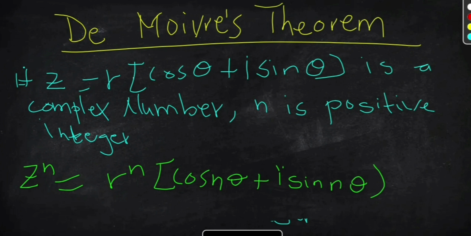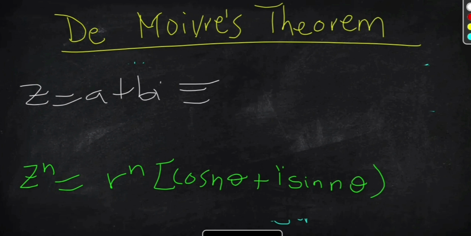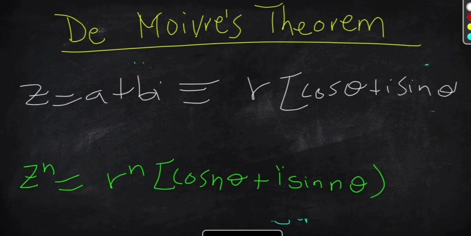So before we can compute a given complex number using De Moivre's theorem, when it is given in rectangular coordinates, we must first convert it to polar coordinates. Let's take an example.